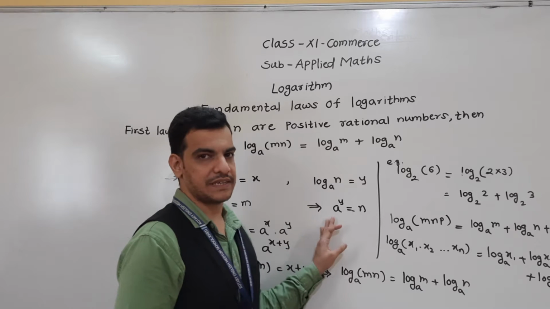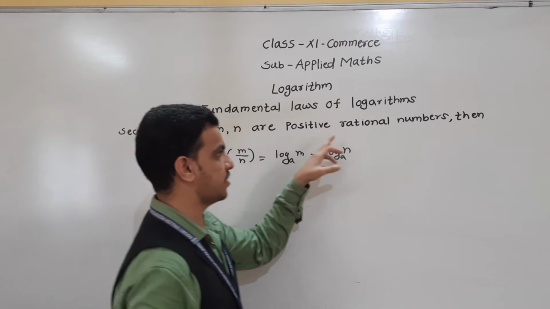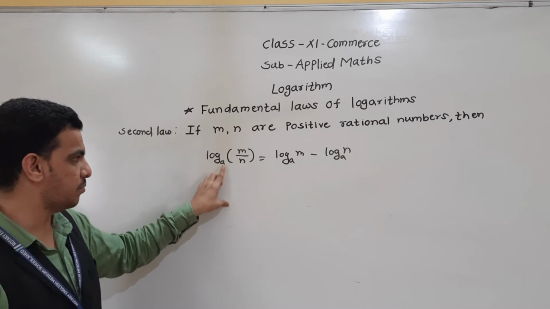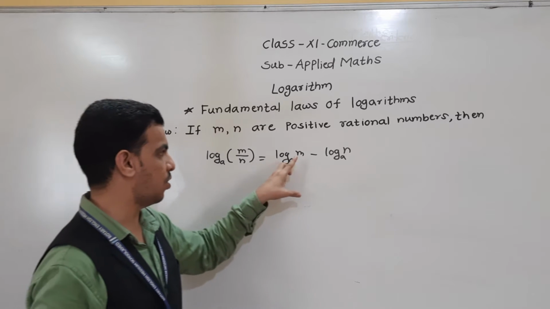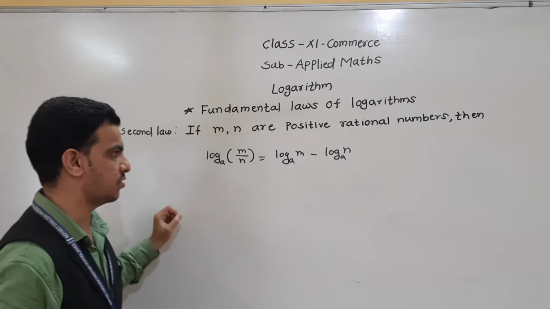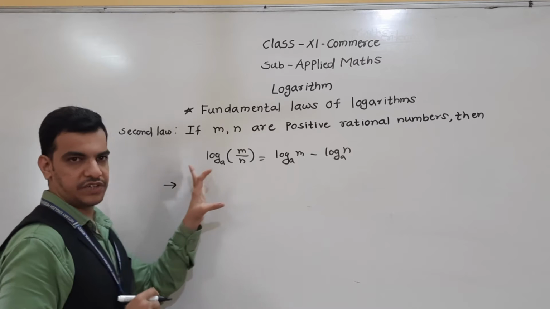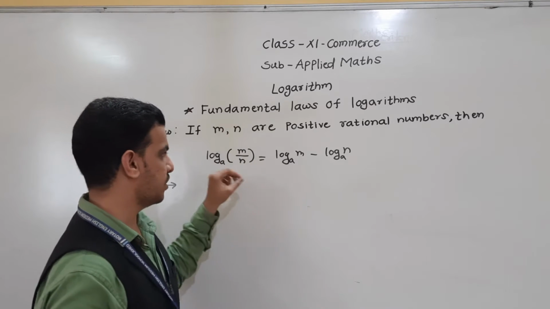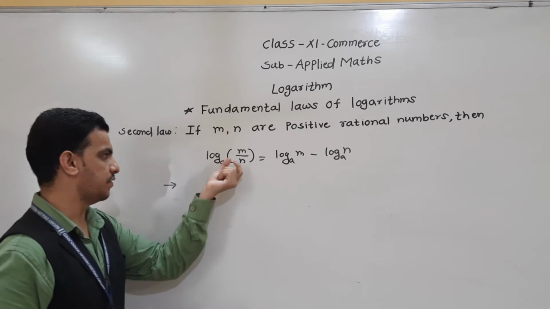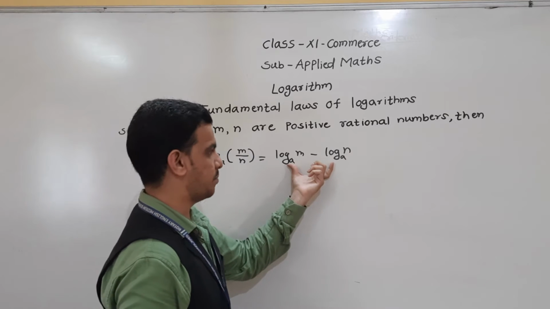Now we will take the second law. The second law is: if m, n are positive rational numbers, then log of m by n to the base a is equal to log m to base a minus log n to base a. Similarly, like a product can be written as an addition, here the log of a division of two numbers we can write as a subtraction.